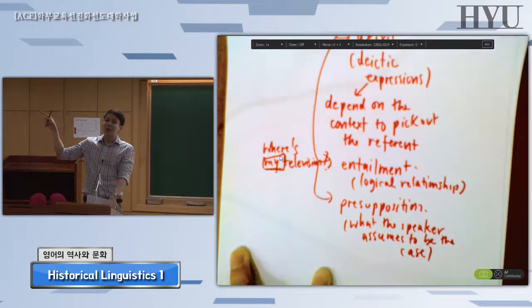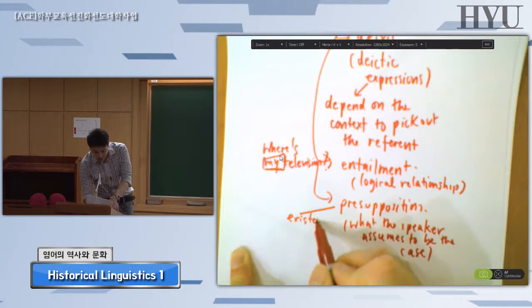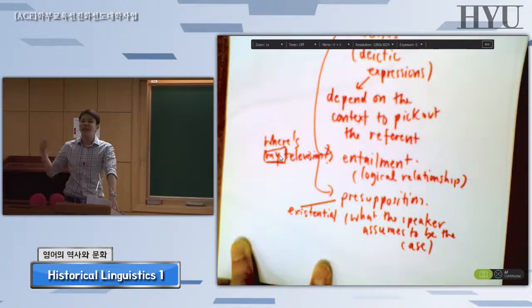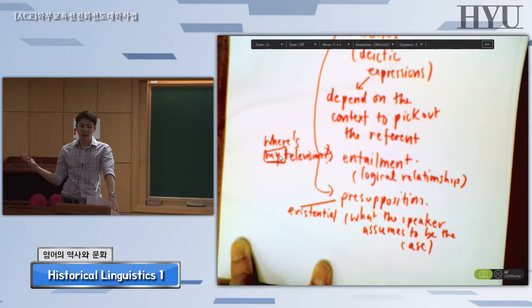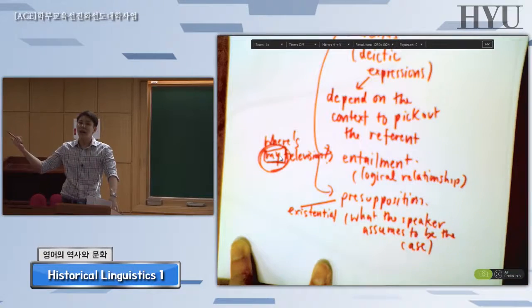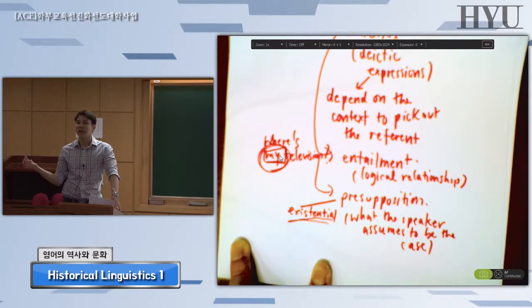Remember when we talked about presupposition, there's existential presupposition, meaning that something exists or not. When you have specific reference, such as my or a proper name like Krista, a presupposition is that that thing exists. That's why we call it existential.